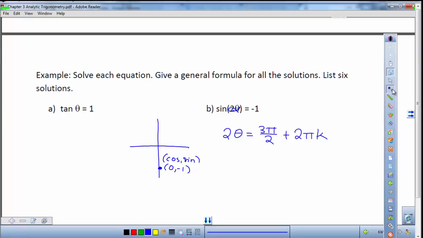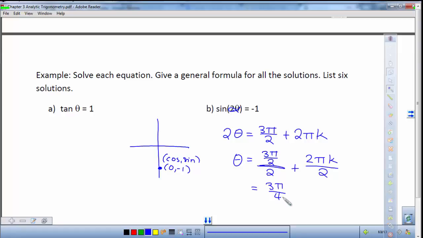But so now I solve for theta. Okay, and so we divide both sides by 2. Theta equals 3 pi over 2 plus 2 pi k over 2, or 3 pi over 4 plus k pi. All right, so that would be our answer.